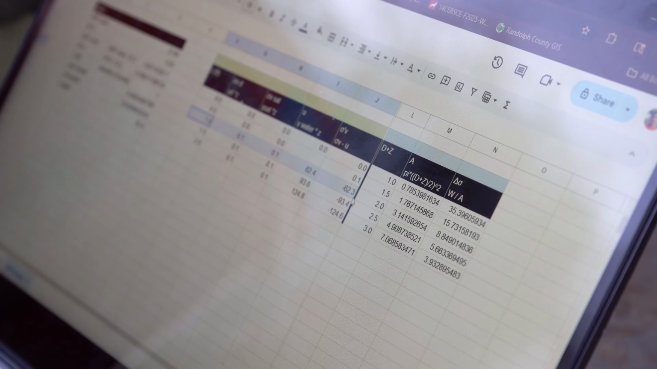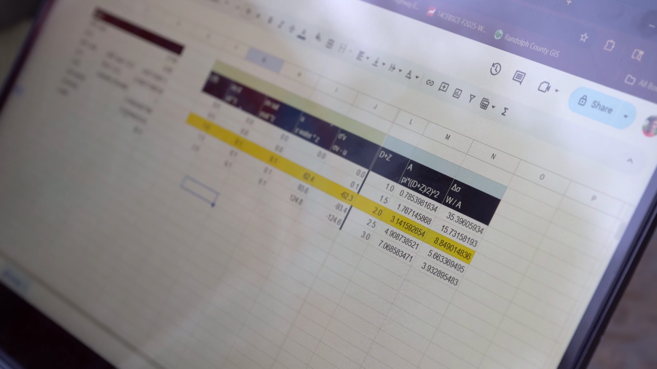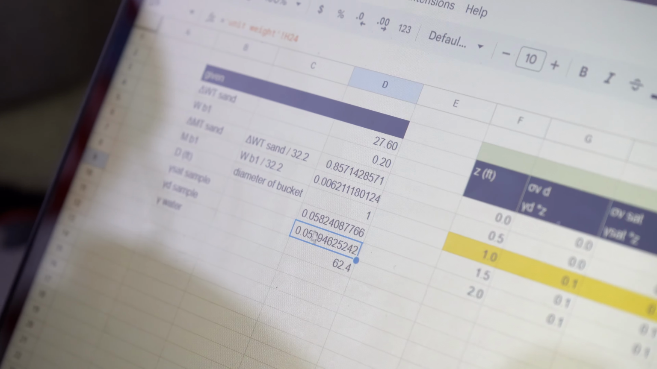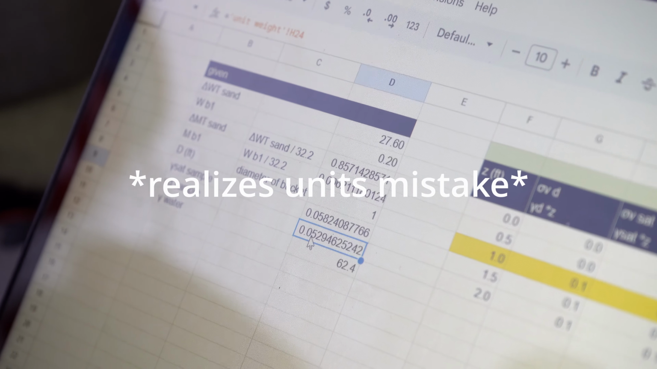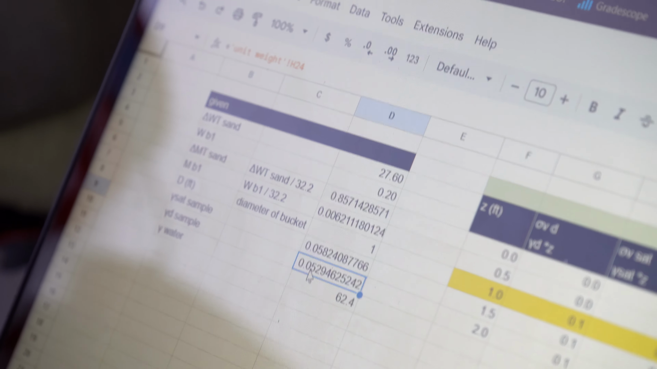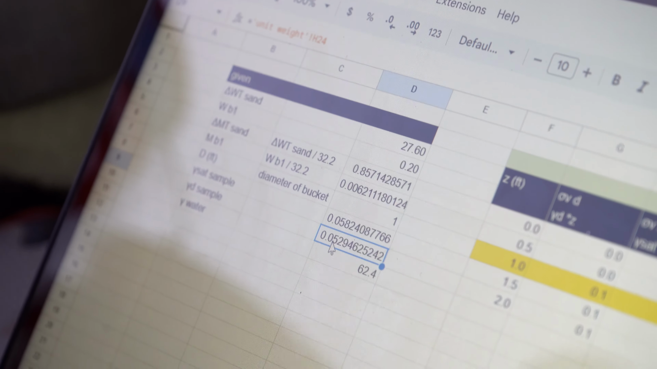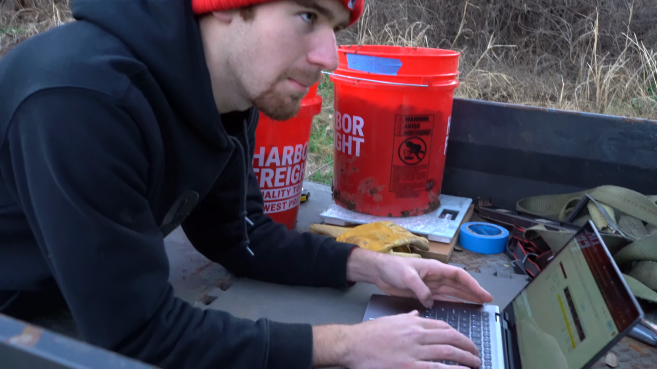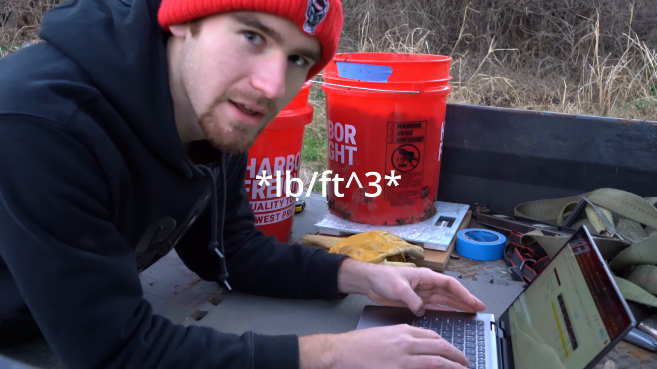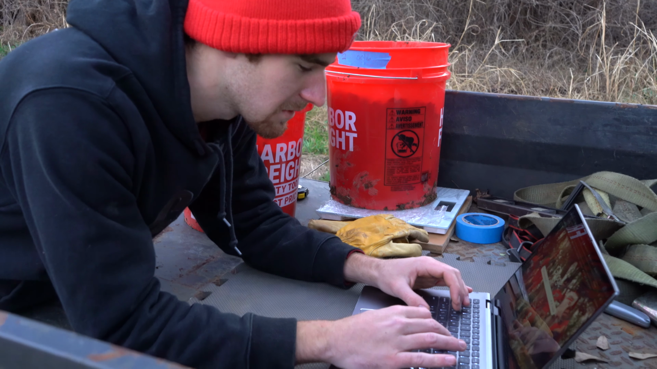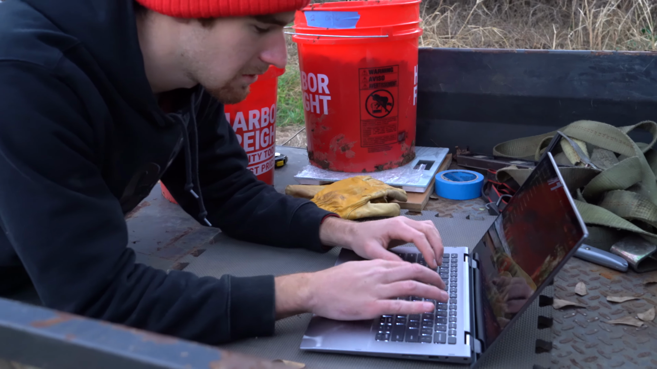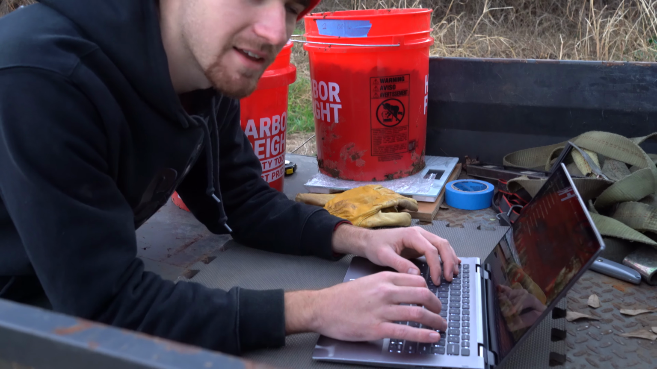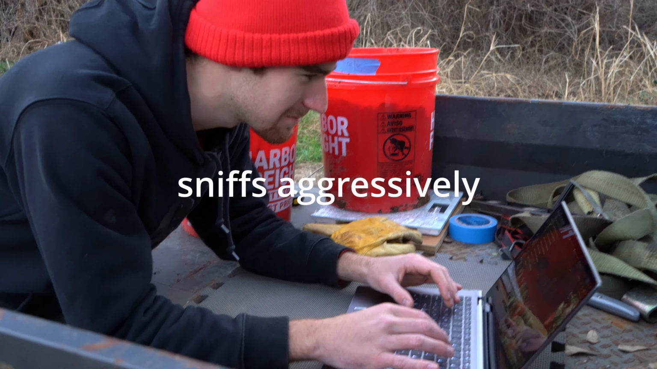Our water table is, so this row right here is our water table. So we have over here our dry unit weight of our sample. That's also in inches per pound and not feet per pound. So that could be why. My unit weight of water is in pounds per feet cubed, not inches cubed per pound. So, you know. But if you had just spent a couple more minutes making your spreadsheet, maybe it would have been accurate. I spent a long time making a spreadsheet.